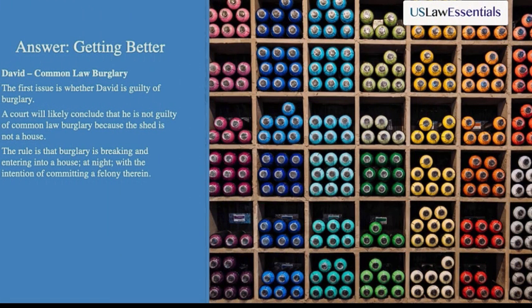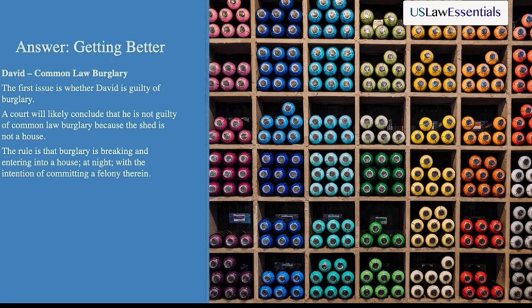So now our answer is going to start to get a little better because it's going to be organized and less jumbled. So in our exam essay, I think we would just start off with saying, okay, David as to common law burglary. The first issue is whether David is guilty of common law burglary, and we're going to come to this conclusion. We'll put the conclusion first. The court will likely conclude that he is not guilty of common law burglary because the shed is not a house. Okay? Now we're giving our conclusion first.